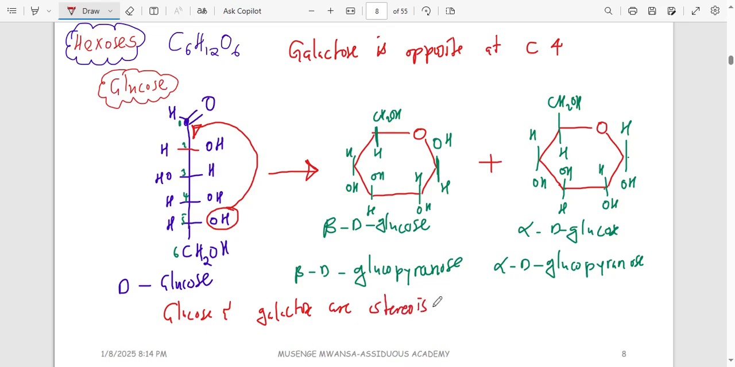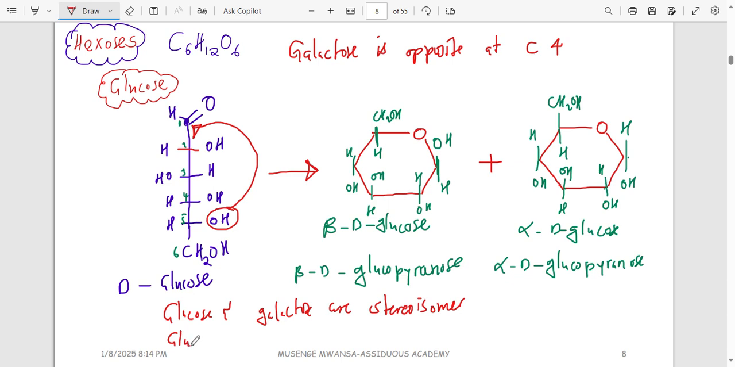What do we mean by them being stereoisomers? They have the same formula, even the structure is the same, but the way atoms are arranged in space is different. For example, at carbon number 4 here, glucose, this is carbon number 4. Glucose, OH is down. But when you look at a molecule like this where you see OH on top, just know that that is galactose at carbon number 4. Because at carbon number 4, they swap. That's the meaning of stereoisomers. They only differ in space.